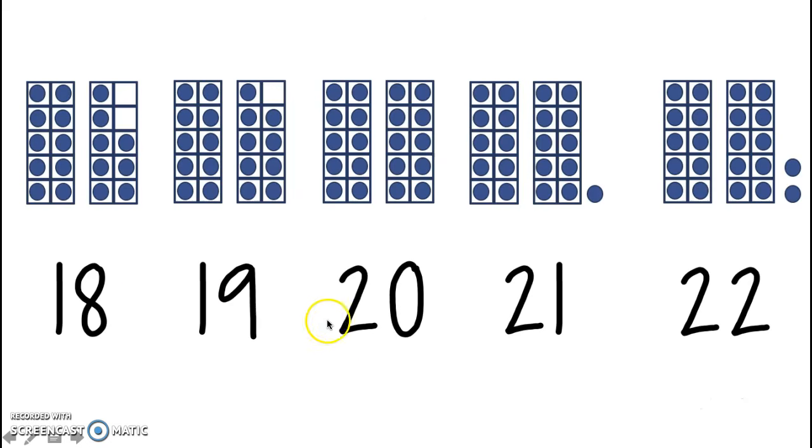So let's say these numbers together. We're going to say 18 and we'll count all the way to 22. Here we go. 18, 19, 20, 21, 22. Beautiful job. Okay, let's try another one.